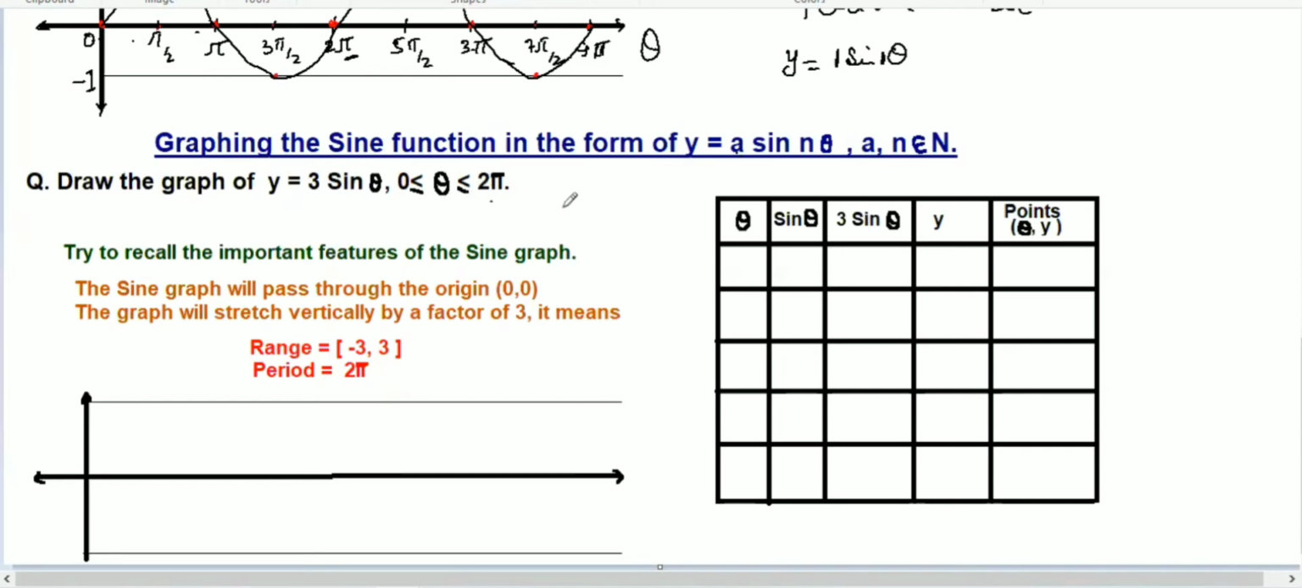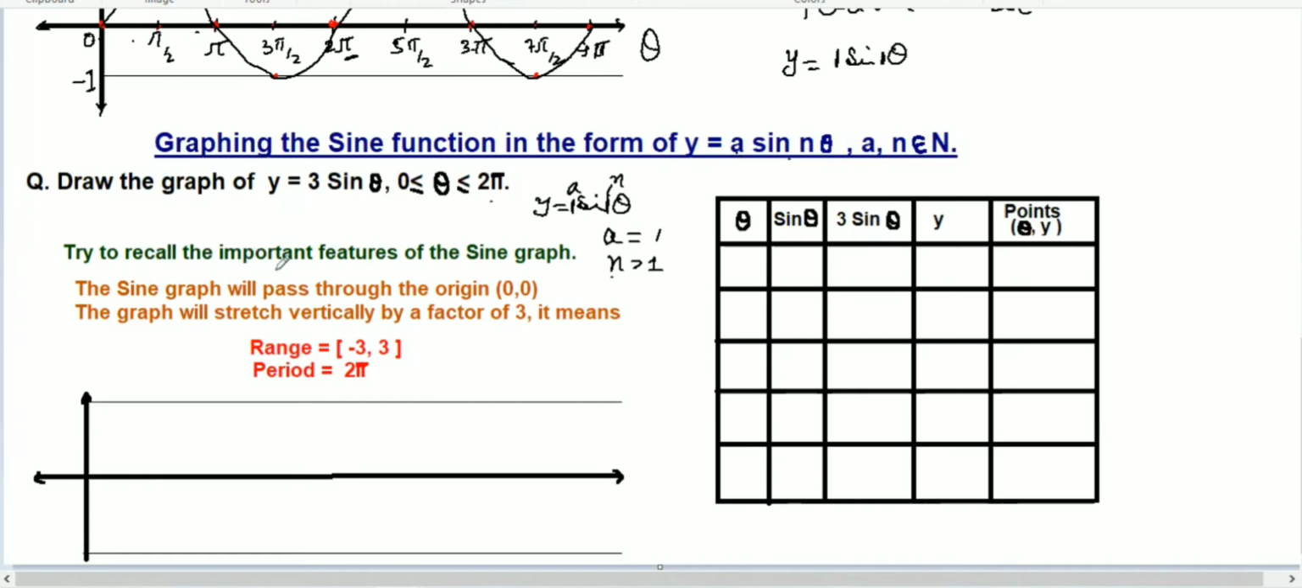So in the first question we did y equal to sine theta only. Here you can see 1, and here also you can see 1. So what does that mean? We are doing a sine n theta, so a equal to 1, and n equal to 1 as well.